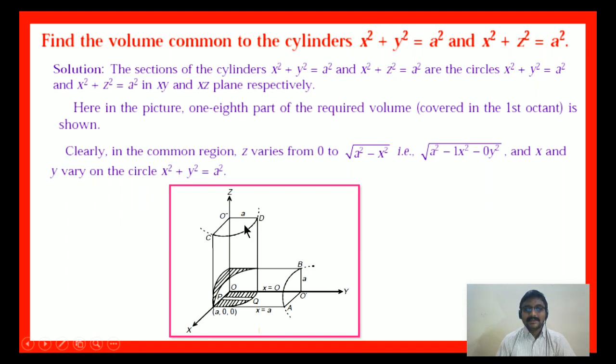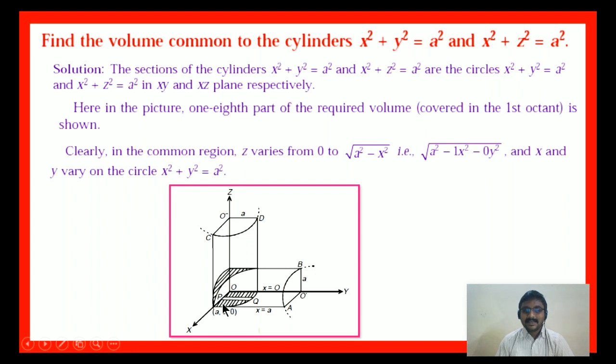Here in this picture we can clearly see a 1/8 part of the required volume, which is covered only in the first octant. So clearly all three of x, y, z are positive here. It is a positive octant, and the positive octant is nothing but the first octant. In this octant clearly z varies from 0 to root of a square minus x square, because the strip is taken parallel to the z axis. So we will have z varying from 0 to root of a square minus x square.